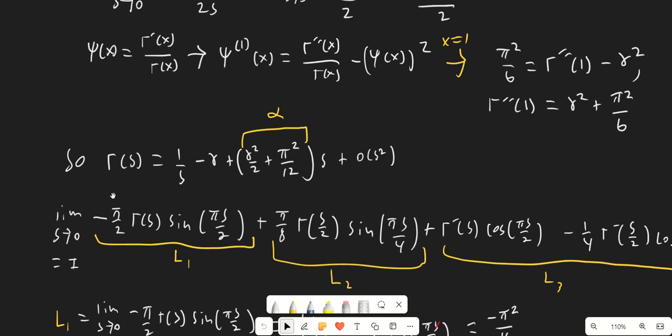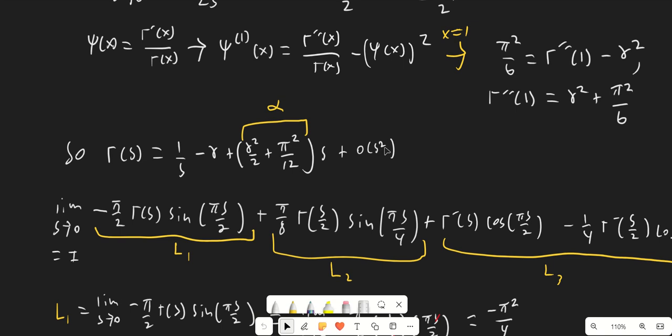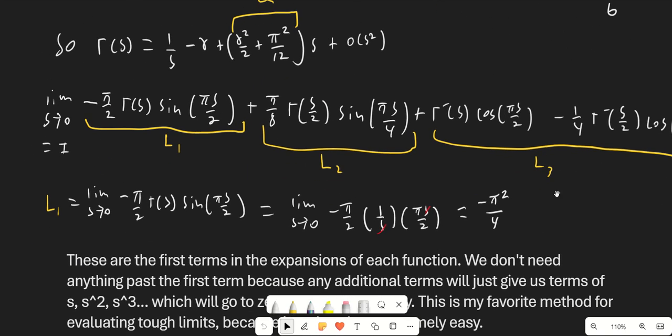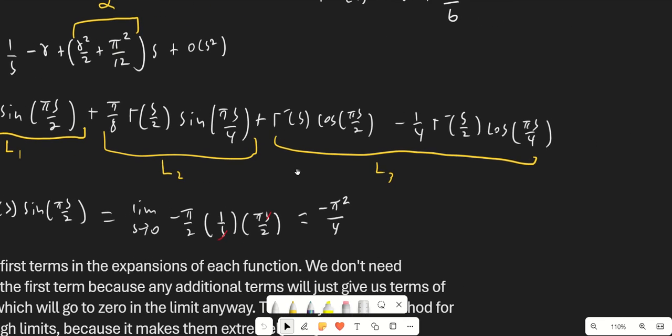So this means that our Laurent series for gamma of s is 1 over s minus gamma plus gamma squared over 2 plus pi squared over 12 times s. And I'm just going to call this term right here alpha, because it's going to make our calculations a lot easier. And of course we have higher order terms that we're going to ignore. So we're going to split up this limit into 4 separate limits. The first limit is this term right here, the second limit is this term, and the last limit is going to be these two terms taken together.